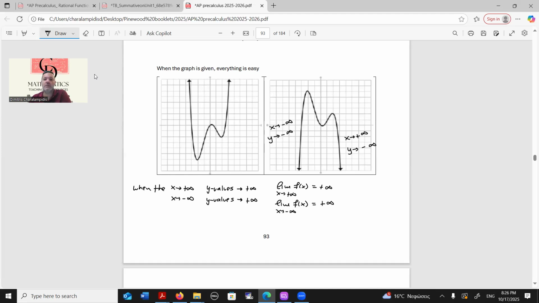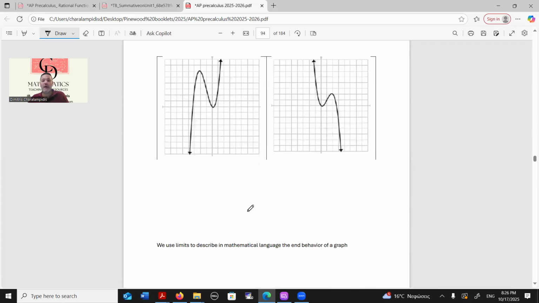For the second graph, we would write it in a limit notation like this. Limit of f of x when x goes to plus infinity is minus infinity, while limit of f of x when x goes to minus infinity is yet again negative infinity. So we have seen so far that both ends can be moving to plus infinity and both ends in a different case can be moving to minus infinity respectively. But these are not the only cases.